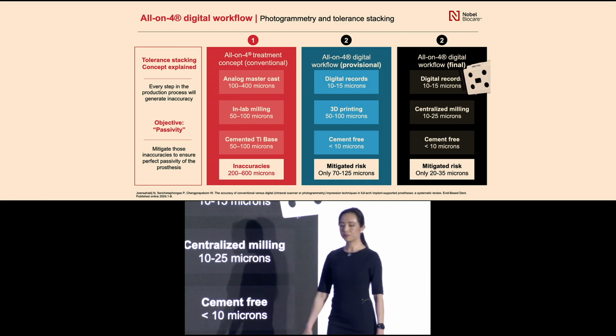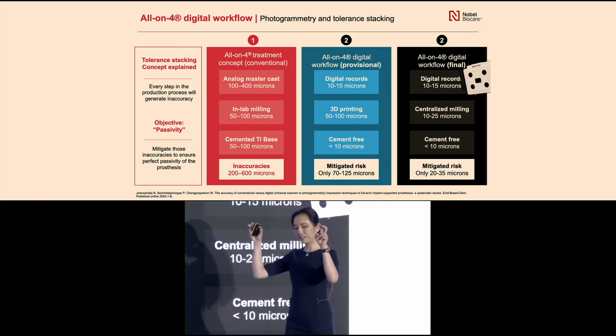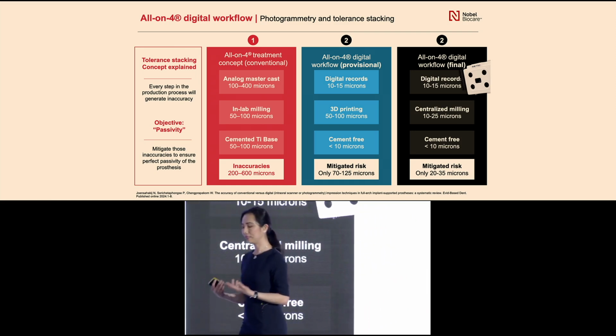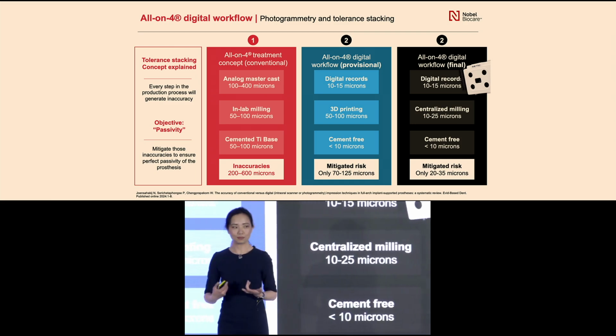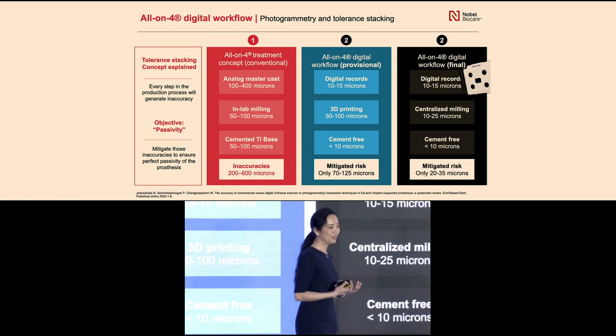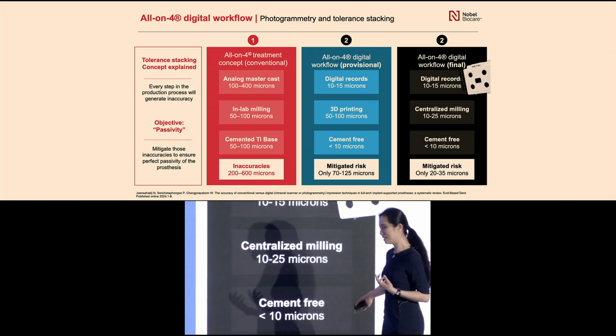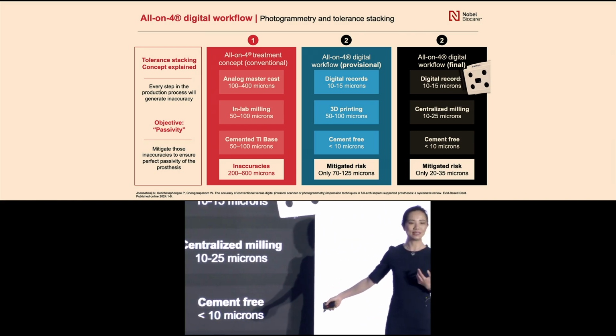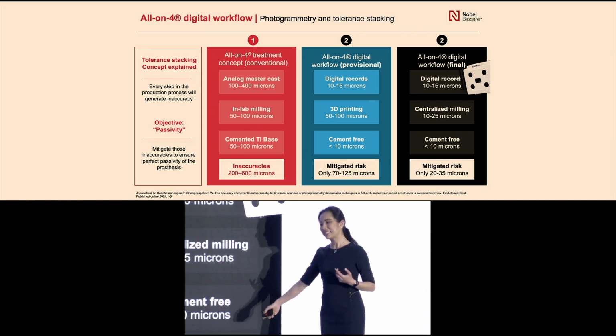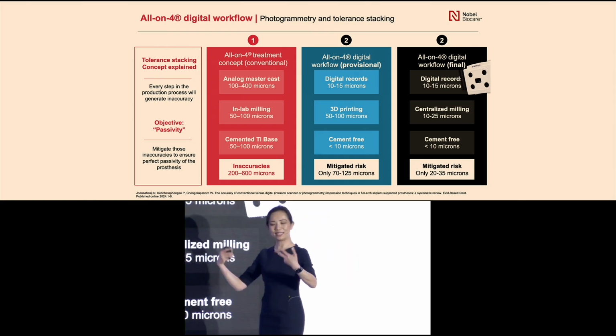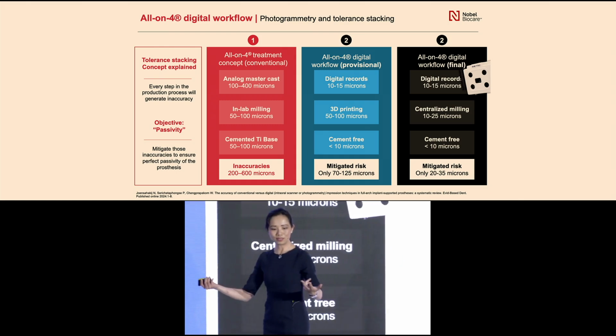If you look at most papers right now, they'll tell you that passivity is 150 microns, but the reality is that we don't actually know what that number is. But if you do enough all-on-4 restorations, the idea is that you want that number as close to 0 as possible, because every time that there's a number that's exceeding the magical unknown number, we wind up with more complications.